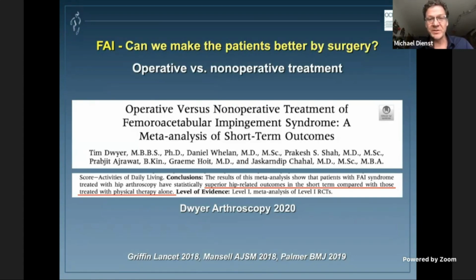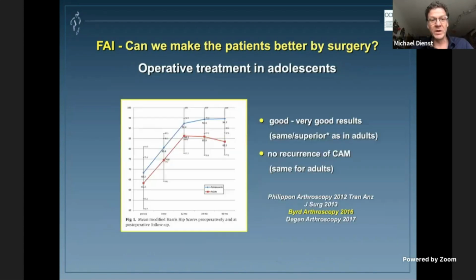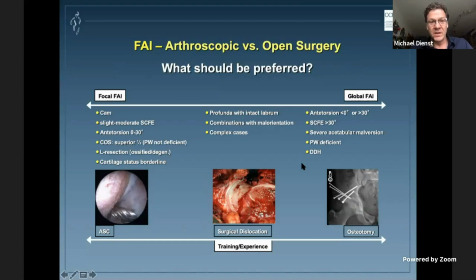The important question, can we make the patients better by surgery? The basic question is operative versus non-operative treatment. There's a recent paper that just came out in Arthroscopy, and the message is, yes, we have superior hip-related outcomes in the short term by operative treatment compared with patients that were treated with physical therapy alone. Also, in adolescents, the analysis of the literature shows that we have good to very good results from operative treatment. And one important message is there's likely no recurrence of the cam deformity.